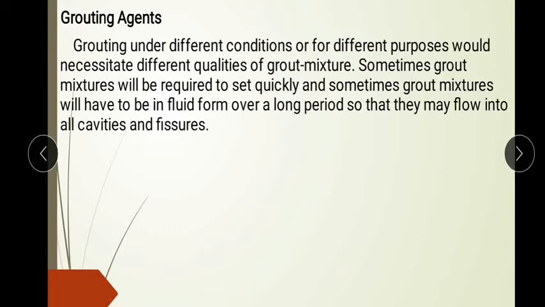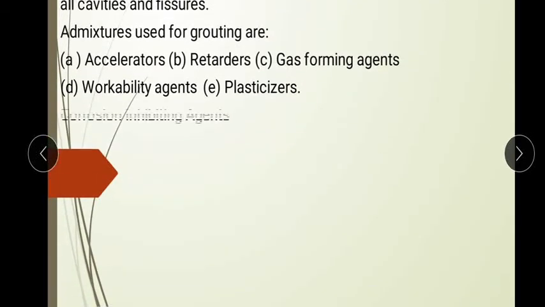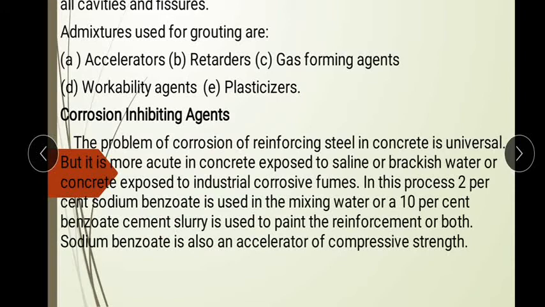Next one is grouting. Grouting means injection, injecting material into the cracks of the structure. Whenever a crack has formed, through that crack we inject a certain amount of material with which we can reduce the cracks. So that is the grouting admixture. These grouting admixtures are generally accelerators, retarders, gas forming agents, workability agents, and plasticizers. Corrosion inhibiting agents. The name itself indicates corrosion, which we generally observe in structures like RCC.